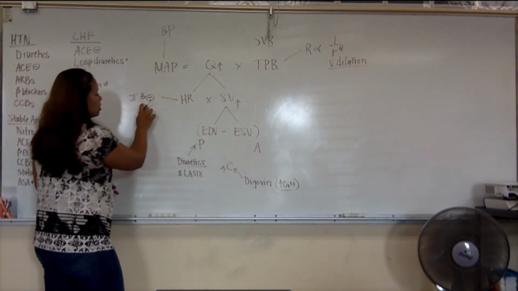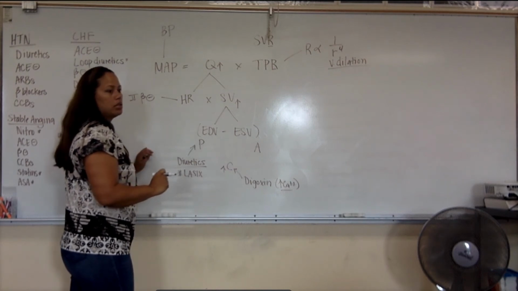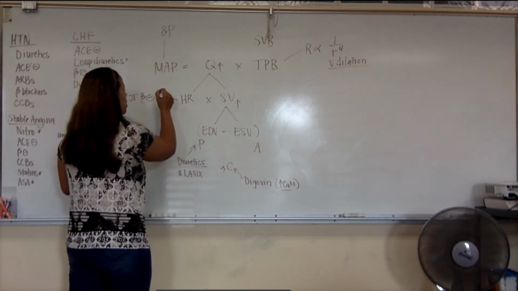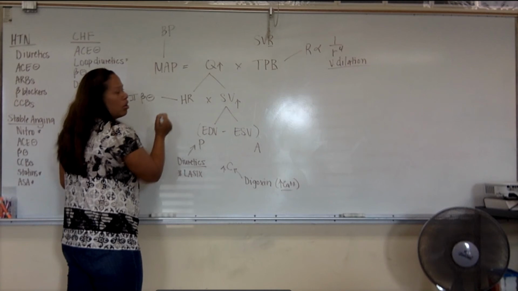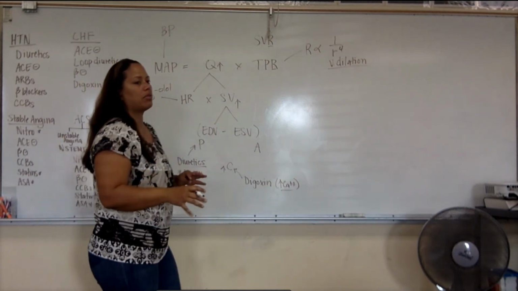So beta blockers would do what? They would decrease heart rate. And give me an example of a beta blocker suffix. Olol. And what are the ones that are associated with beta 1 selectivity?